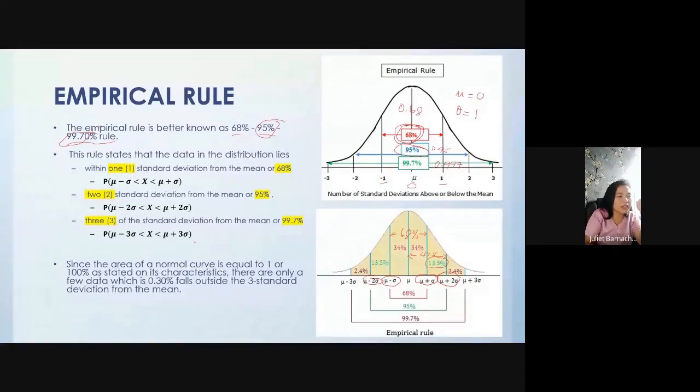So, ito yung formula ng 3 standard deviations from the mean. Since the area of a normal curve is equal to 1 or 100% as stated on its characteristics, there are only few data which is 0.30% falls outside the 3 standard deviations from the mean. Nasaan yun? Ito yung portion na yun. Yan yung 0.30%. Kasi yung 68, 95, at saka 99.7%, yun yung nasa loob ng 1, 2, at saka 3 units from the mean. So, yung 0.30%, ito yung nasa labas ng 3, both sides.